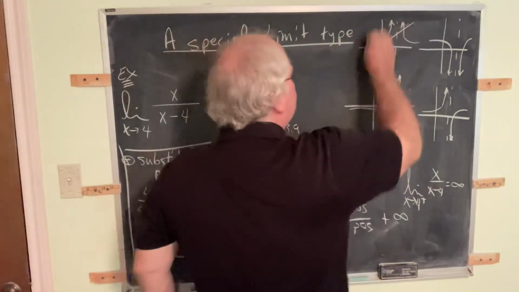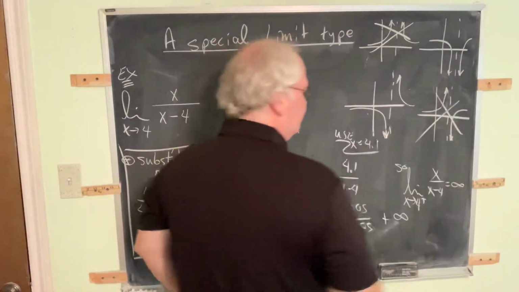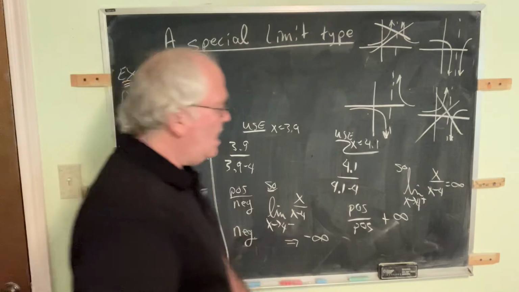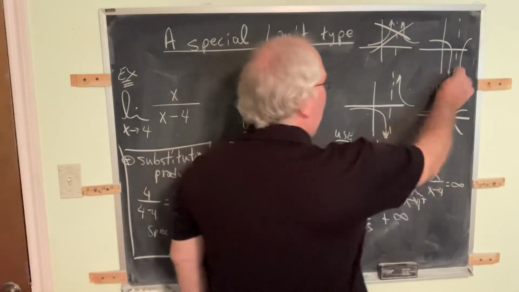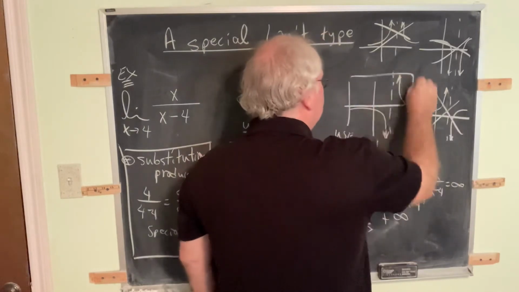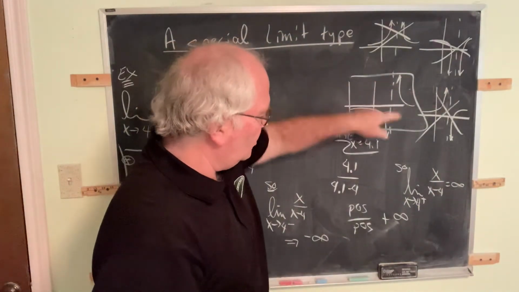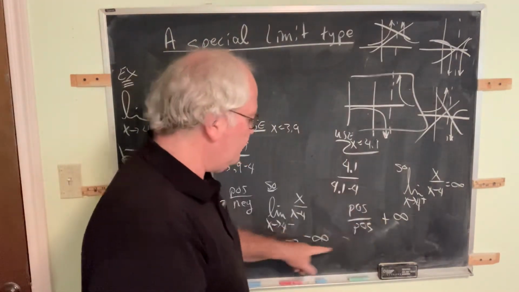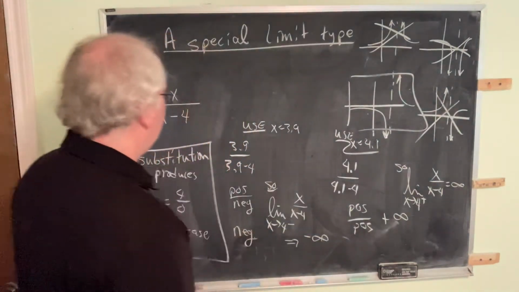So it's not this. As you approach from the left, it goes to negative infinity, so it's not this one either. As you approach from the right, it goes to positive infinity, which means it's not this. This is what we have. Notice the left-hand limit and the right-hand limit do not agree.